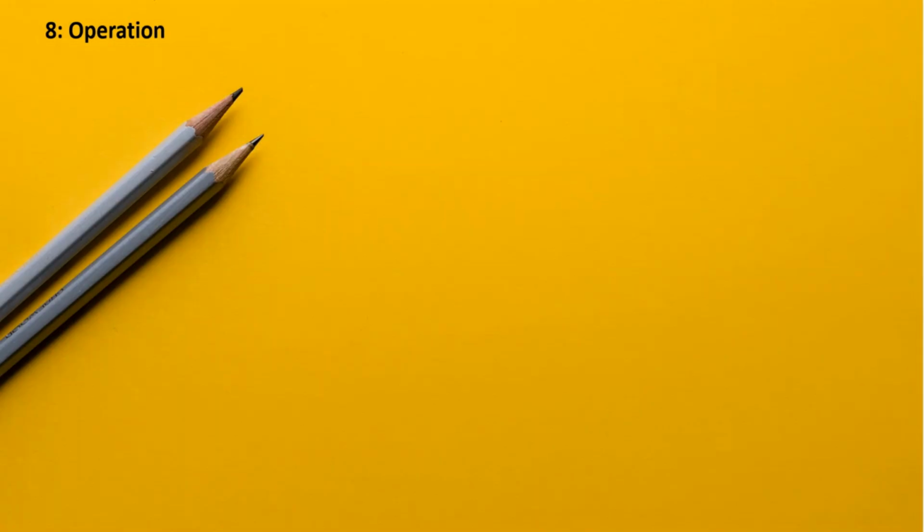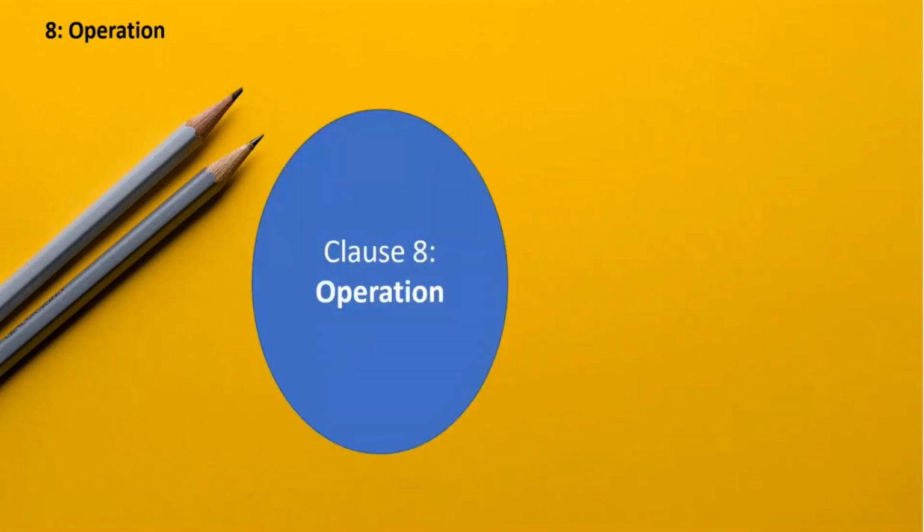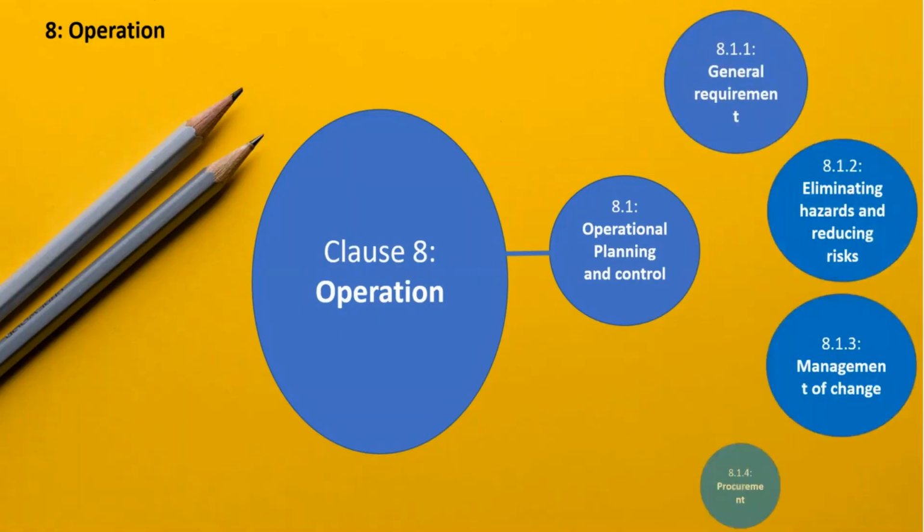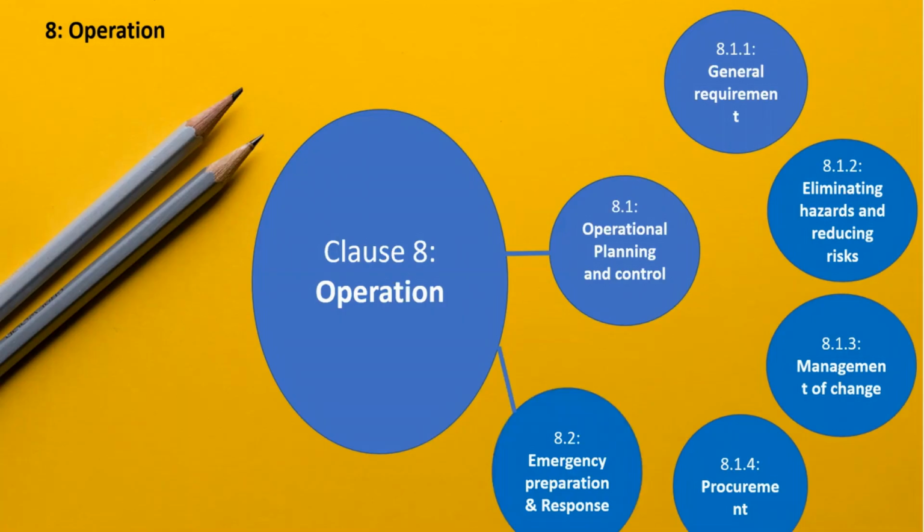This clause has two subclauses. Clause 1 is related to operational planning and control, which is further divided into four subclauses: general requirement, elimination of hazards and reducing risk, management of change, and procurement, while Clause 2 is all about emergency preparation and response. From next videos, we are going to discuss each of them in detail.